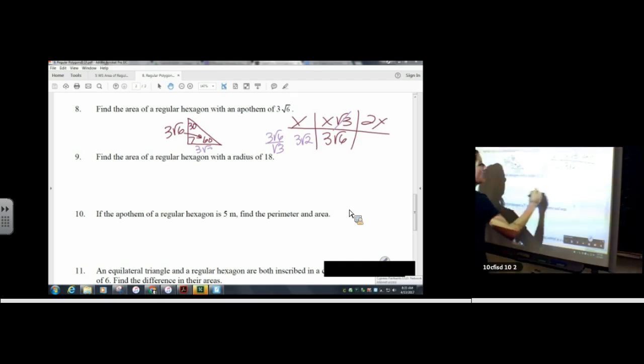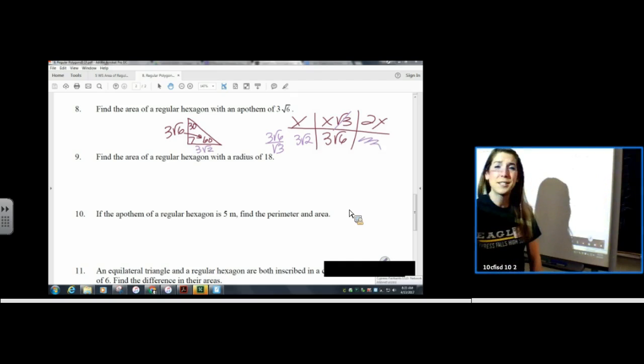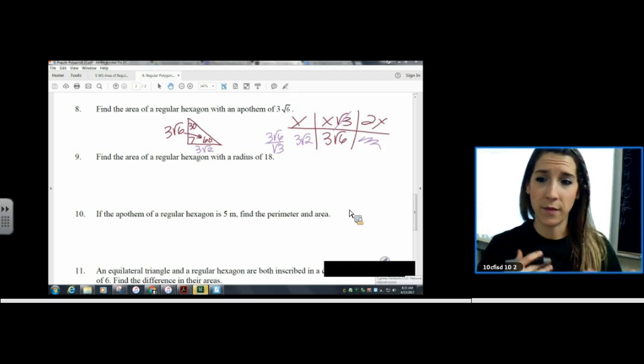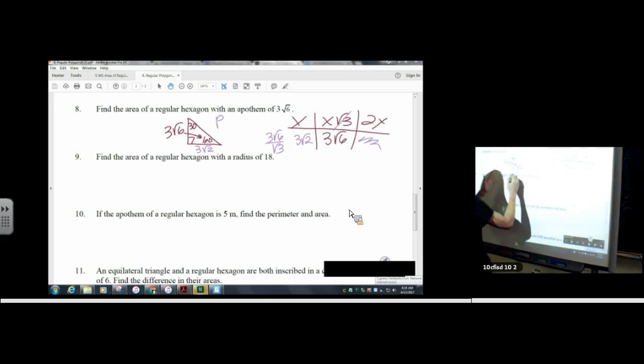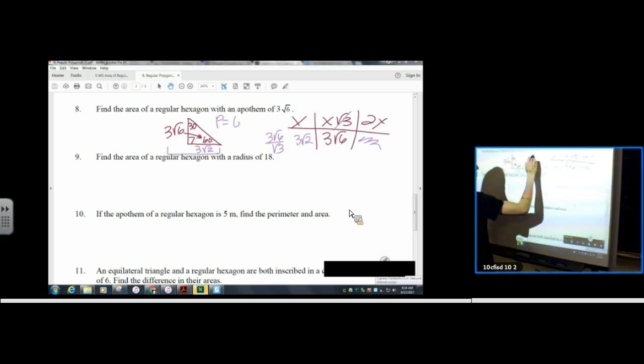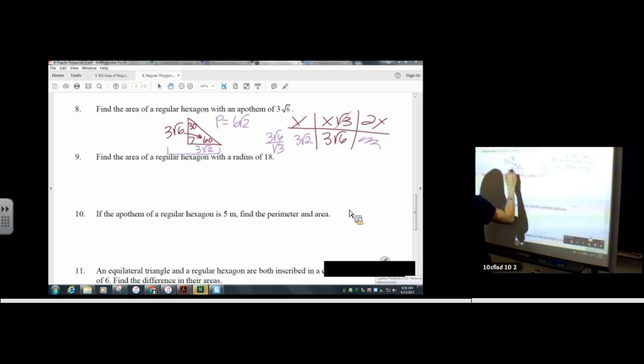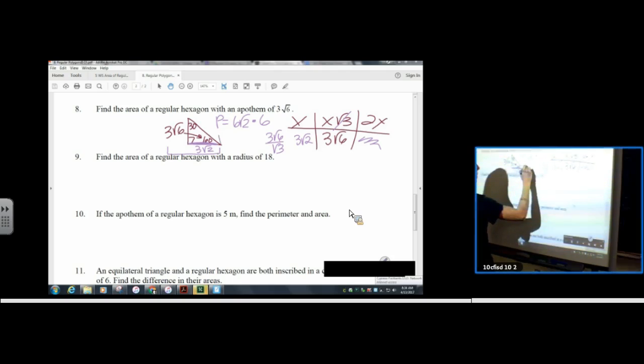Okay, so where does x go? Here. And we don't even need to find the 2x because you don't use the radius in the formula for area. Okay, let's find the perimeter. 3√2 is not the side. 6√2 is the side, because this is half of a side. And then we have 6 sides. So the perimeter is 36√2.